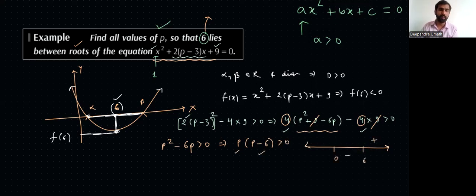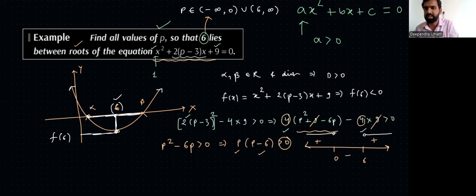And when you want it to be positive, you say that p is going to be either greater than 6 or less than 0. So first of all, I could get the value of p, which is not the final answer. But from here, I could at least conclude that p should lie between either minus infinity to 0 or 6 to infinity. This is not the complete answer. We have one more condition left, which we need to verify, check, or validate.